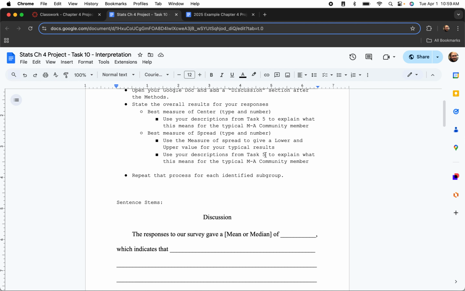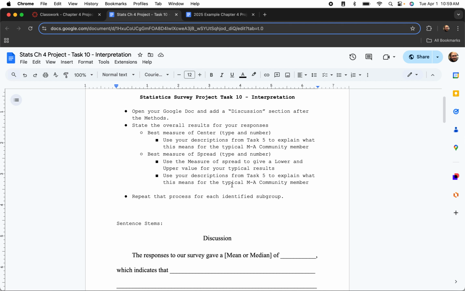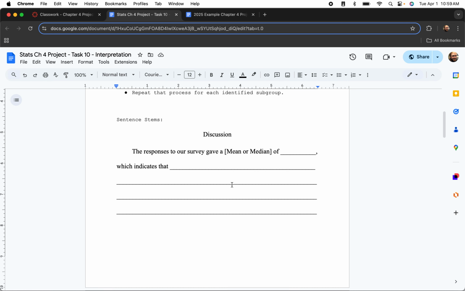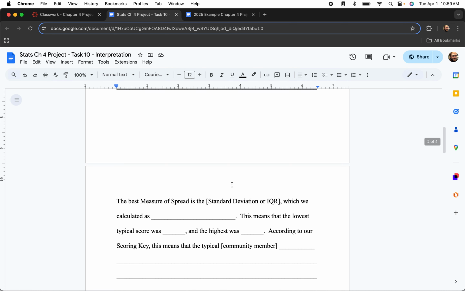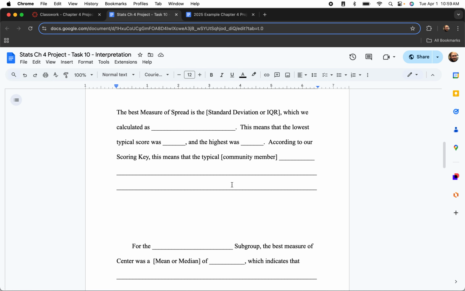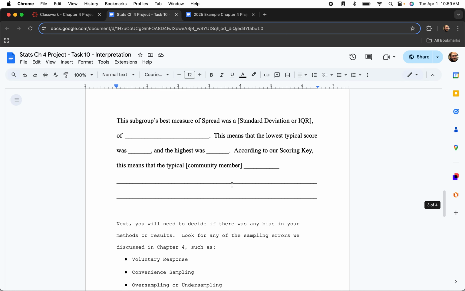Again, we can already take a lot of that from our results. And then, what does it mean? Why do we calculate it? Same thing for the subgroups.